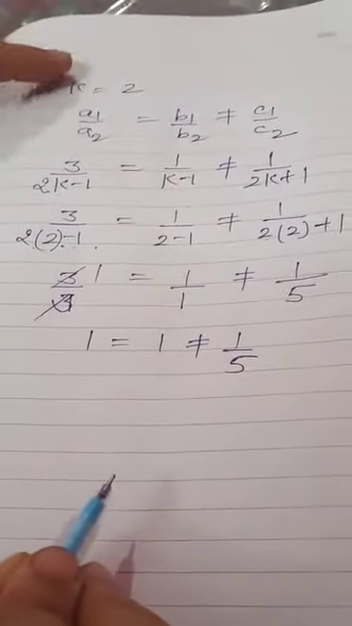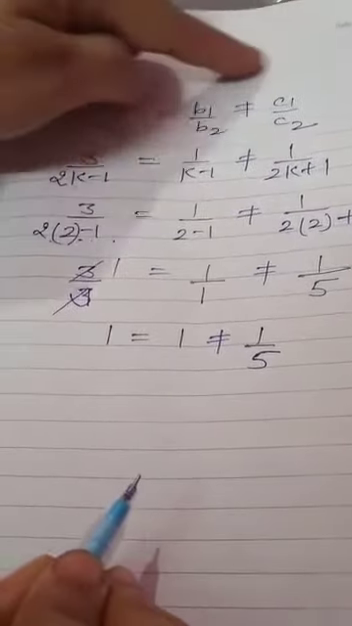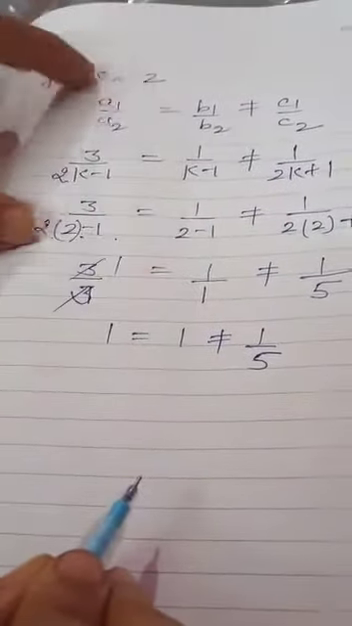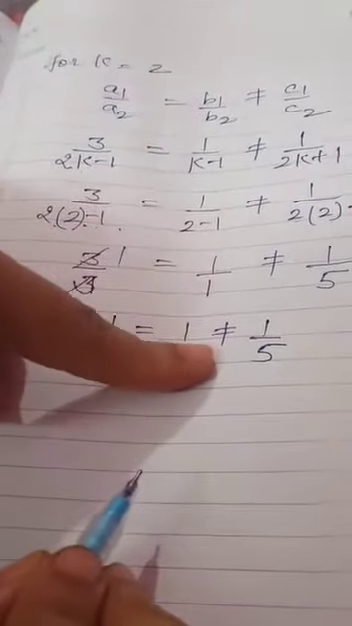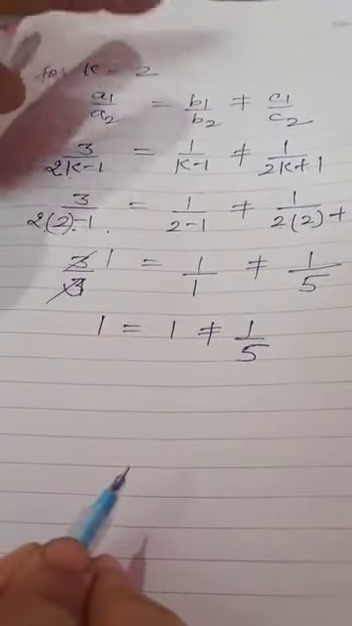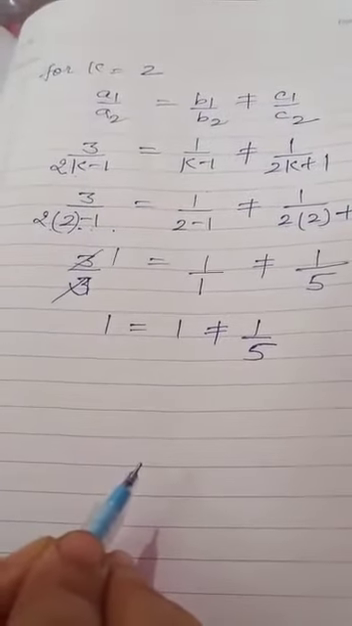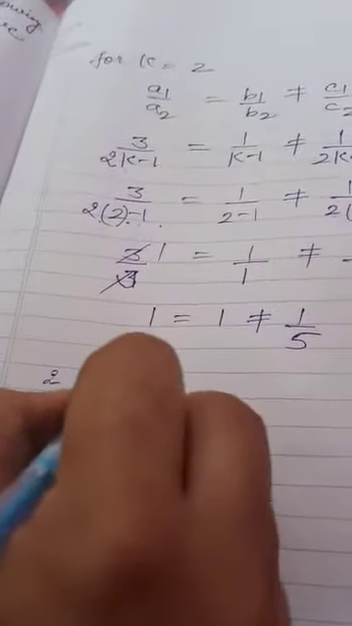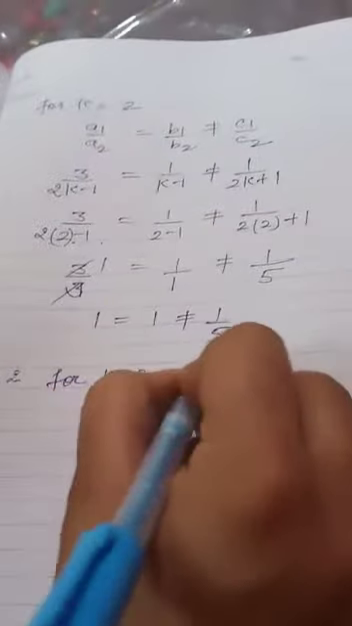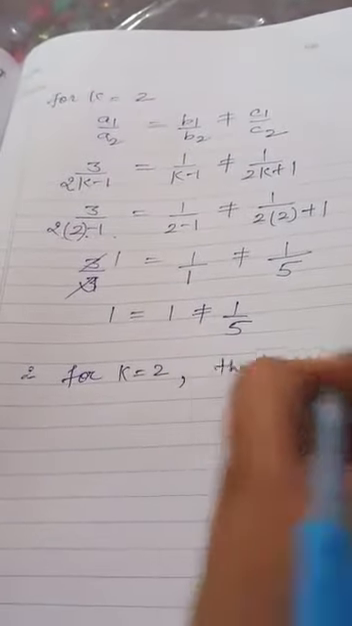It means for k equal to 2, we are getting this condition right: a1 upon a2 is equal to b1 upon b2, that is not equal to c1 upon c2. It means for k equal to 2, the given pair of linear equations has no solution. So therefore, for k equal to 2, the given system of linear equations has no solution.